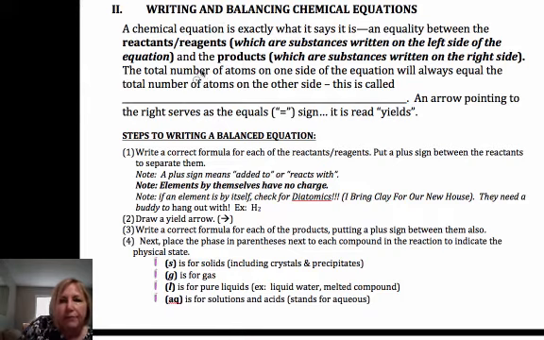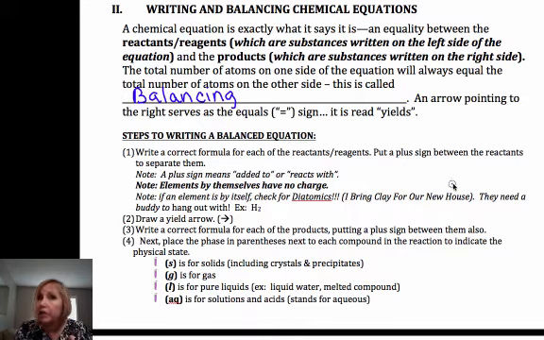We've got writing and balancing chemical arrows. The total number of atoms on one side will always be equal to the total number of atoms on the other. This is called balancing, and I've mentioned it already. It's so we don't violate the law of conservation of mass by implying, first off, we have a different number of atoms, that we've created or destroyed atoms, and then ultimately, as we talk about the big picture, that we have the same mass on one side as we have on the other.